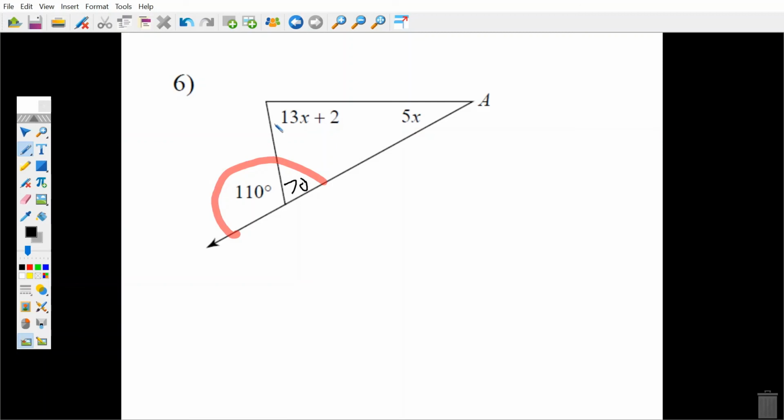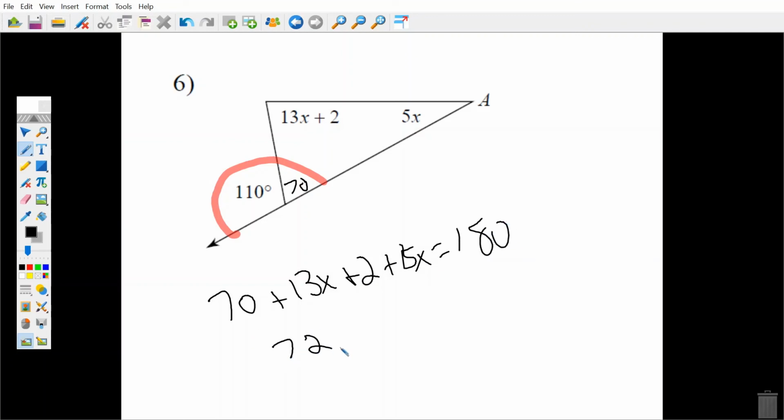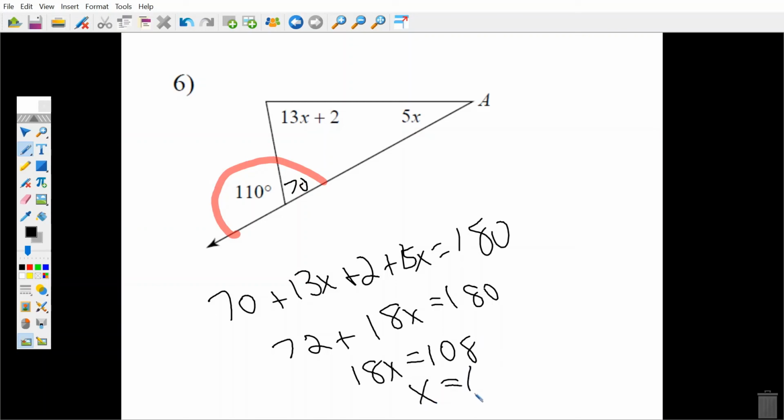Now, I can see the triangle has to add up to 180. So 70 plus 13x plus 2 plus 5x equals 180. Combine my like terms. 70 plus 2 is 72. 13x plus 5x is 18x equals 180. Minus 72 from both sides. 18x equals 108. Divide both sides by 18. And you get x equals 6.